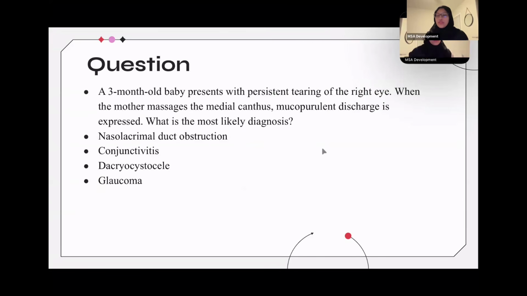A 3-month-old baby presents with persistent tearing of the right eye. The mother massages here, okay, and then mucopurulent discharge is expressed. What is the most likely diagnosis? If you massage there, the duct, right, and then the discharge comes out, then that means the problem with this persistent tearing is the blockage of that duct. So the massaging actually helps drain it. So that means that the problem is obstruction of the nasolacrimal duct.